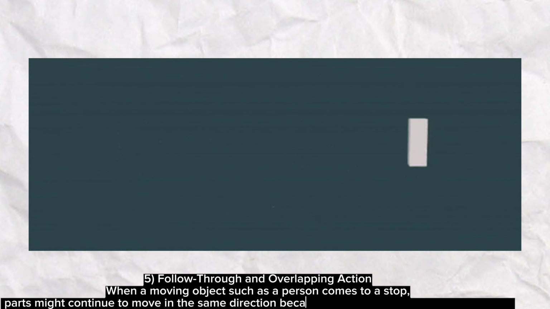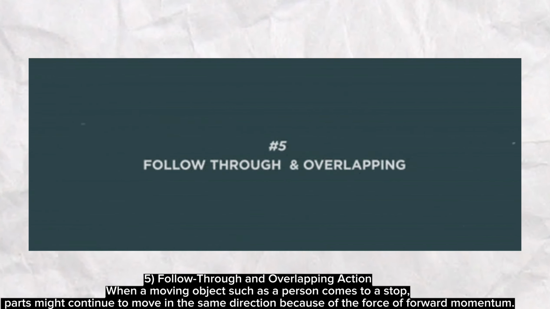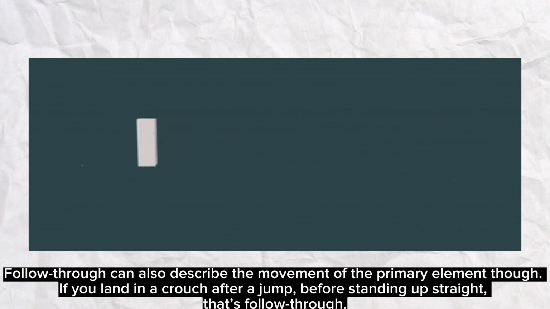5. Follow through and overlapping action. When a moving object such as a person comes to a stop, parts might continue to move in the same direction because of the force of forward momentum. These parts might be hair, clothing, jowls, or jiggling flesh of an overweight person. This is where you can see follow-through and overlapping action. The secondary elements, hair, clothing, fat, are following through on the primary element and overlapping its action. Follow-through can also describe the movement of the primary element though. If you land in a crouch after a jump before standing up straight, that's follow-through.